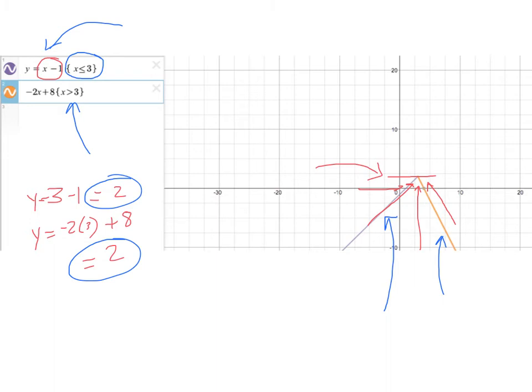I check and see that the top function and the bottom function are both heading towards the same y value. So the way I would write this is the limit as x approaches 3, which was our interesting point, a equals 3, of f of x equals 2. That's number 18.